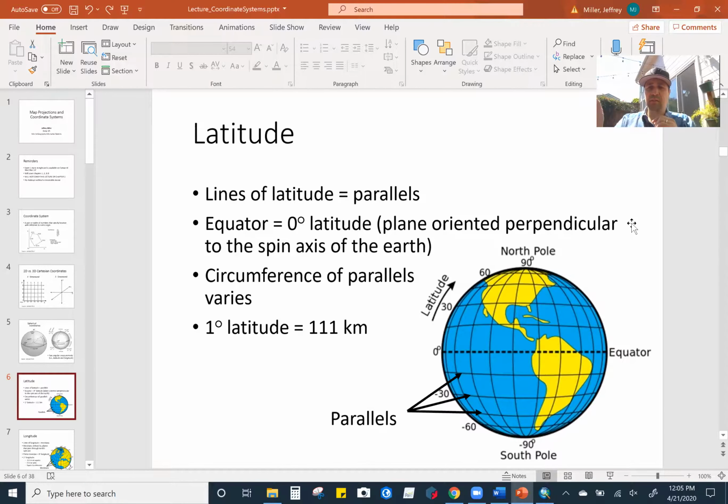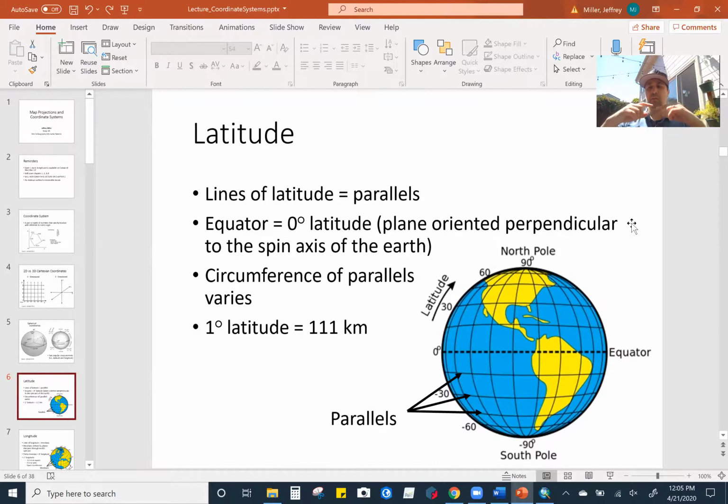and this is perpendicular to the spin of the axis of the Earth. But anyways, so the circumference of the parallels, it varies. The equator being the largest circumference. So the longest line, if we were to stretch that out, where the Earth is, let's say, the fattest.